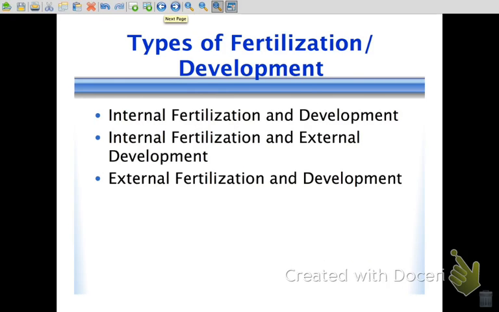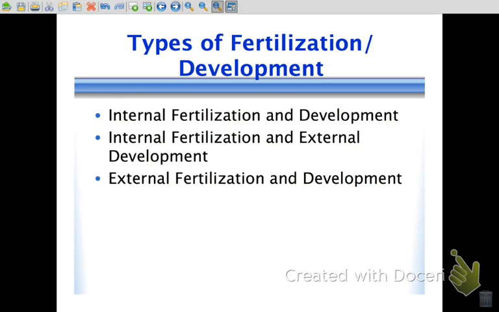Now, I know this was part of activity 2. I want to make sure that you have the correct answers, and so we're going to go through this rather quickly because you've done it in activity 2. Two different types of fertilization and development, but there's 3 ways that they can be combined. Internal fertilization and internal development. Internal fertilization and external development. And then external fertilization and external development.